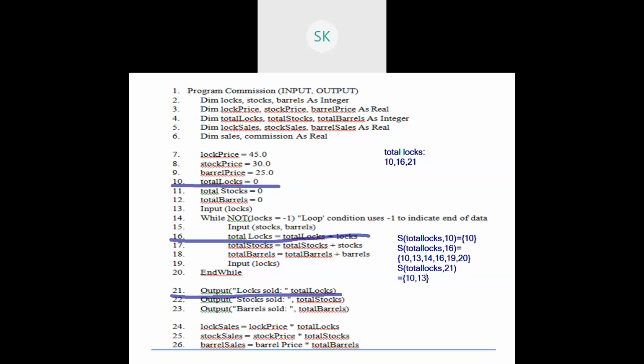10 followed by 13, followed by 14, followed by 16, followed by 19, followed by 20. Why does 20 need to be taken care of? Because it's the end. So the same thing will be happening. That's it with respect to your total logs. Similarly, you can calculate for total stocks and barrels.